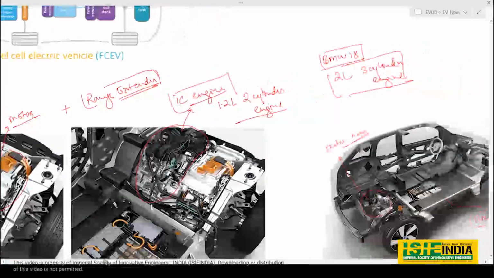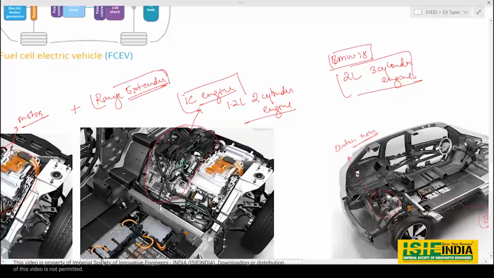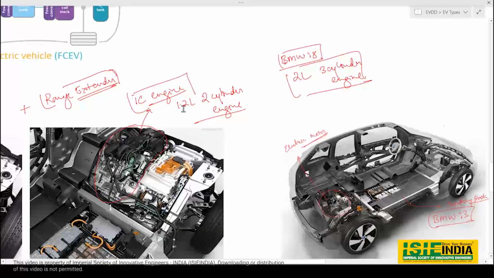Now, out of these two, the parallel hybrid is the one which is most commonly seen. The range extender or series hybrid combination is really rare. Around the globe you will find hardly 10 to 15 models which have this range extender feature. The major reason behind that is cost.